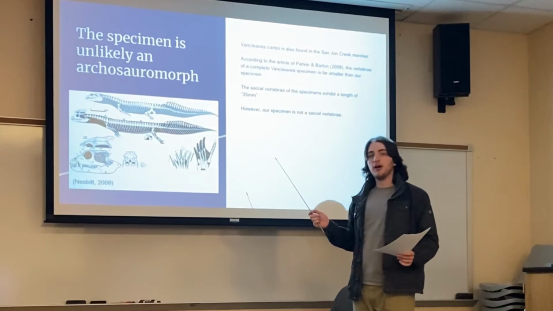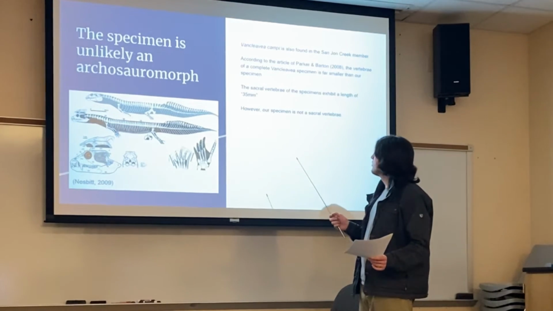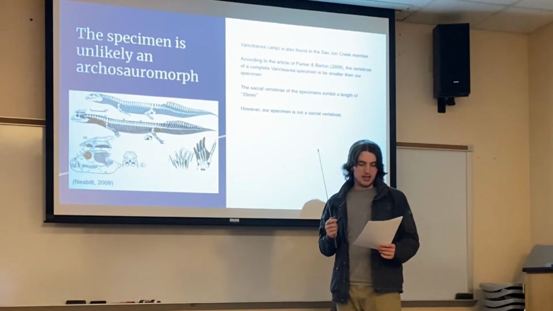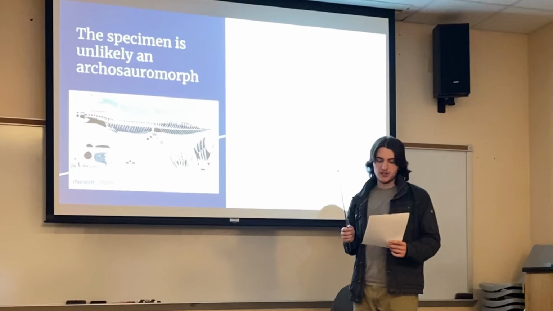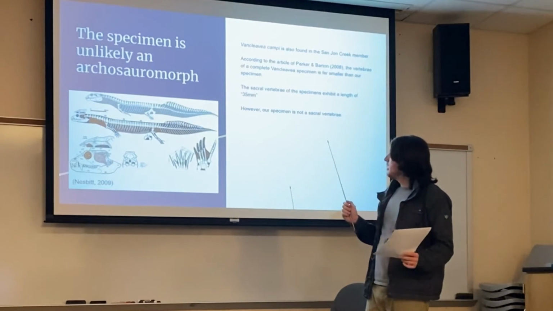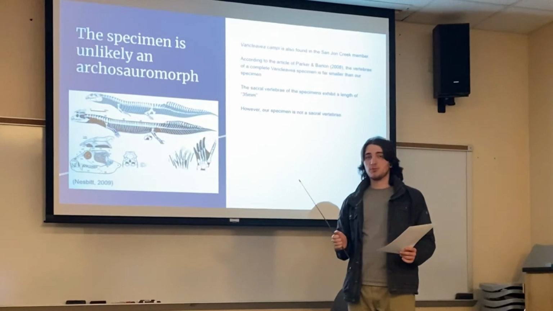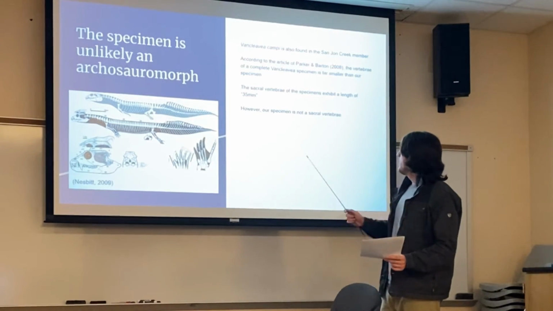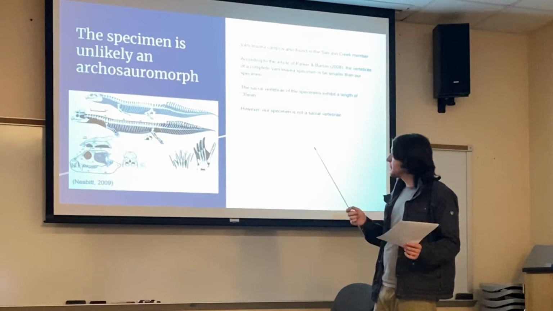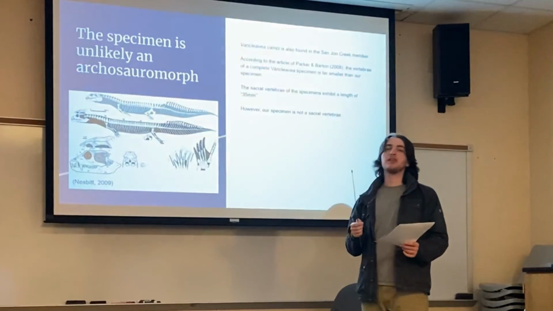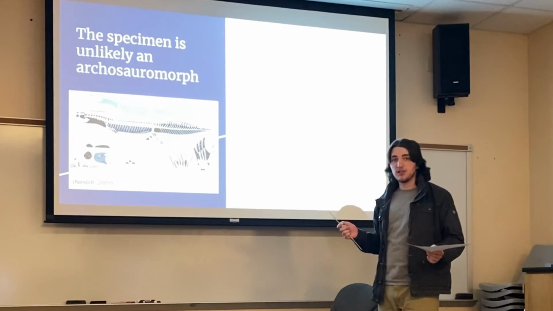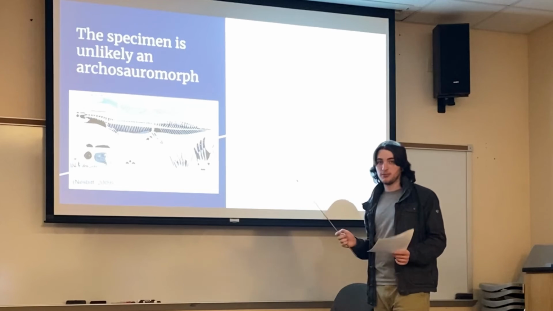Vancleavea campi is an archosauromorph found in the San Juan Creek member. According to an article posted in 2008, the articulated skeleton of a Vancleavea campi is far smaller than our specimen, with a sacral vertebrae of the specimen being 35 millimeters. And of course, ours was previously stated to be 48.5 millimeters. However, our specimen is, of course, not a sacral vertebrae.